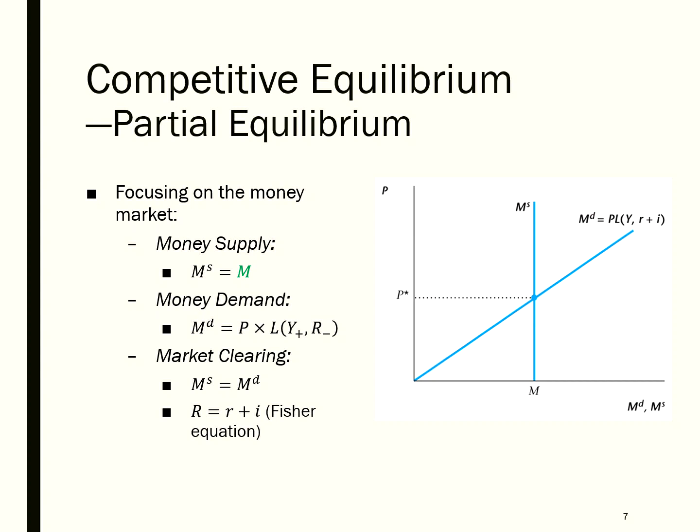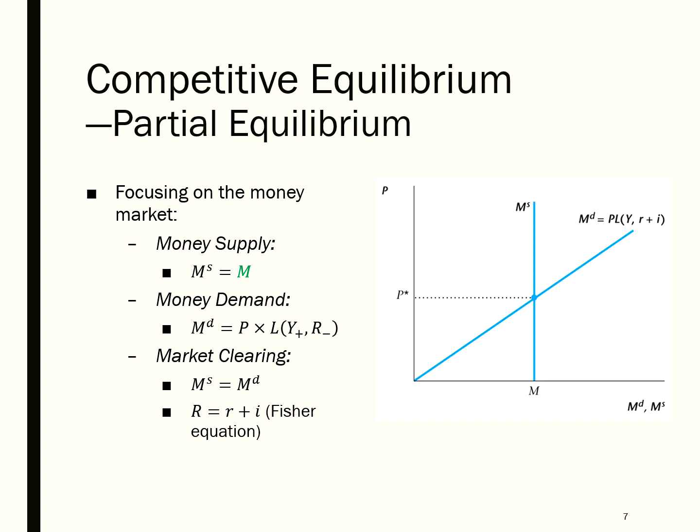We have money supply and money demand and money clearing condition in this particular money market. And we know that the money supply is determined by the government. This M, this green thing, M, is determined by the central bank of the government. So you don't really have a choice or control over this.